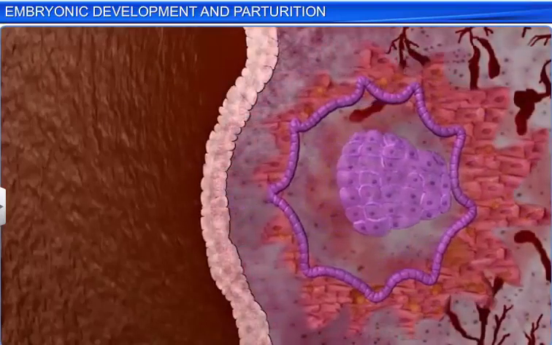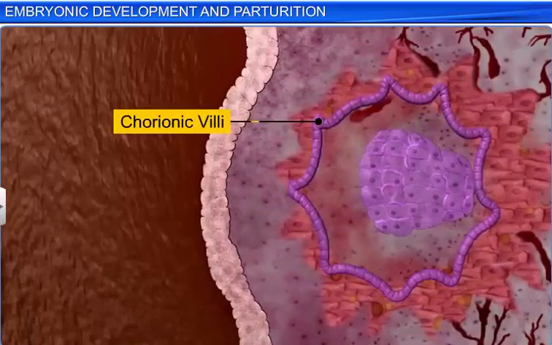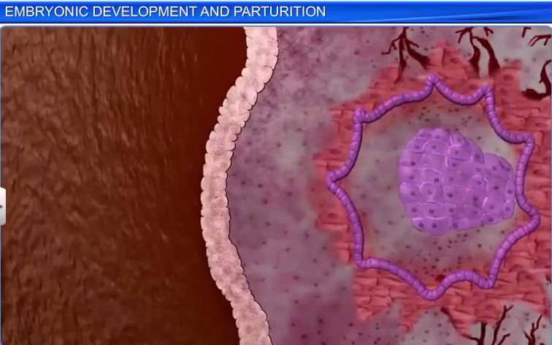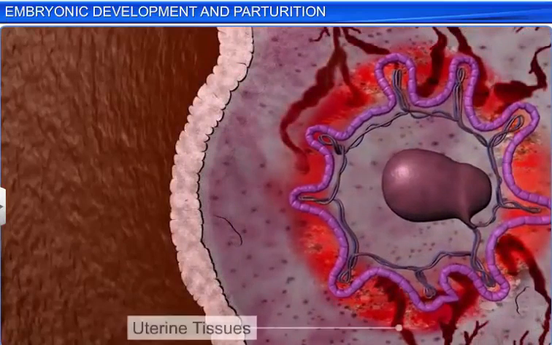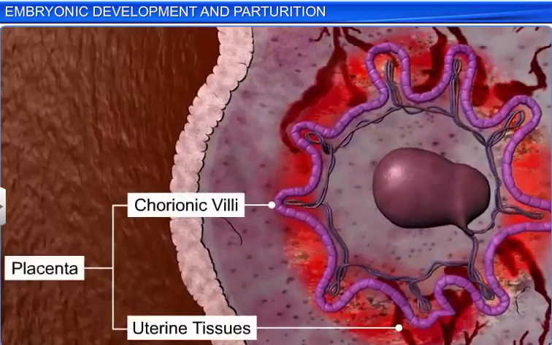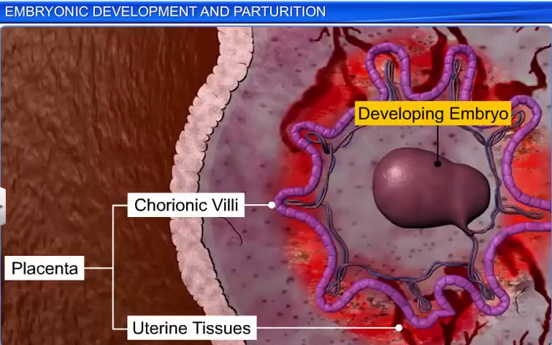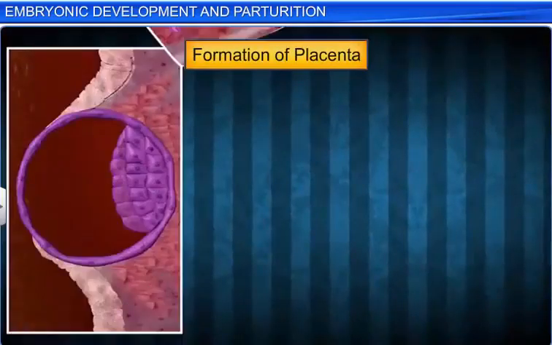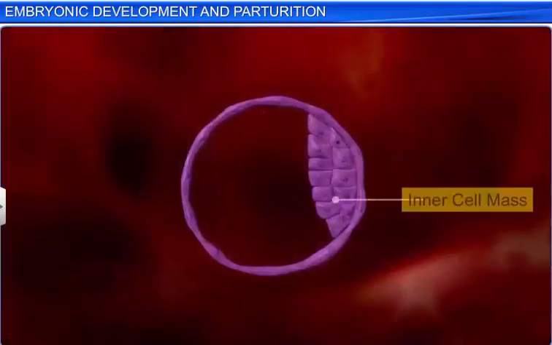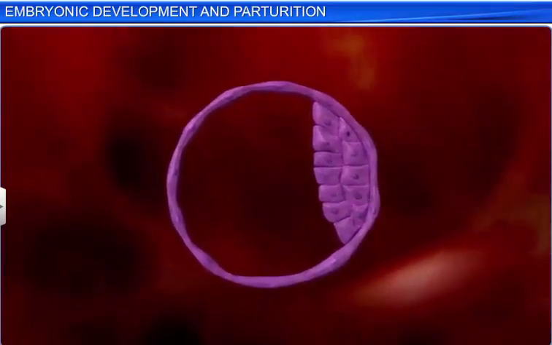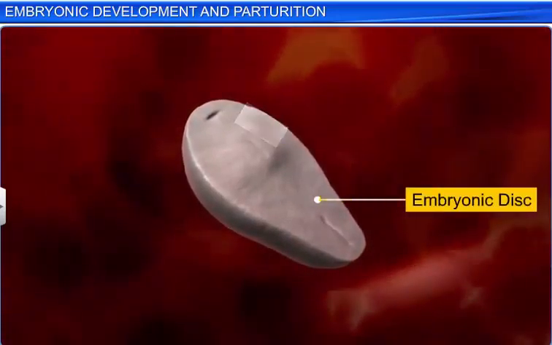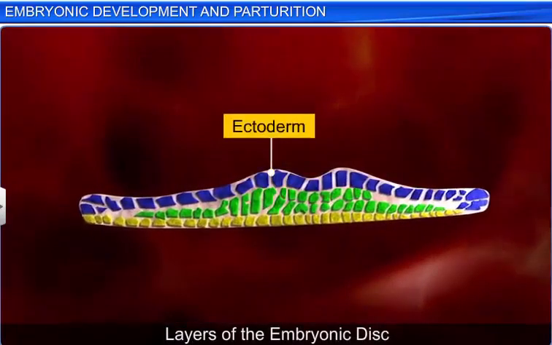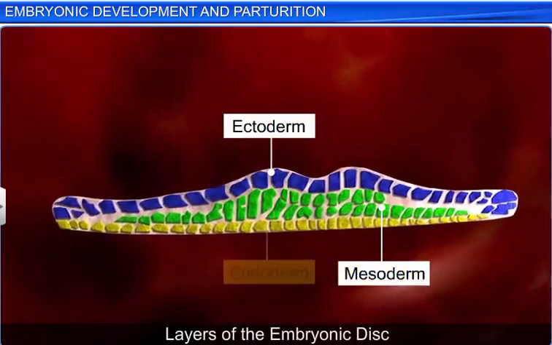finger-like projections called chorionic villi start appearing on the trophoblast. As the chorionic villi grow further, they interlock with uterine tissues to form the placenta, a structural and functional unit between the developing embryo and maternal body. Interestingly, when the placenta begins to form, the inner cell mass moves downwards and differentiates to form an embryonic disc consisting of 3 germ layers: the outer ectoderm, middle mesoderm, and inner endoderm.